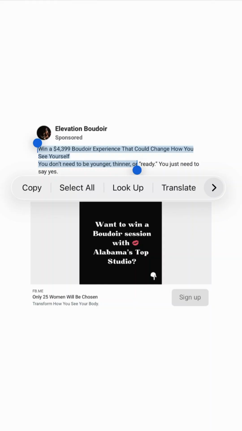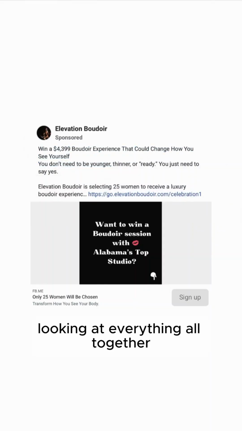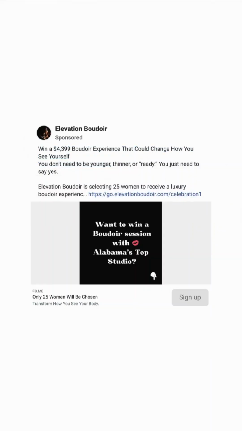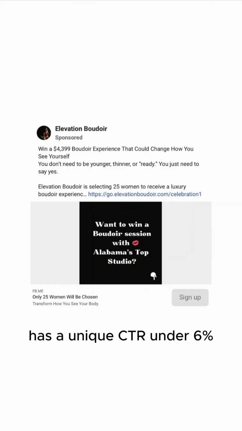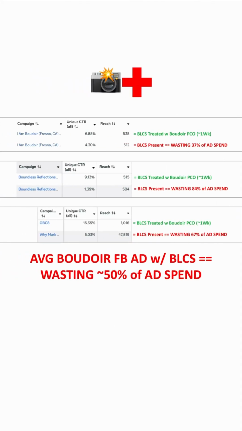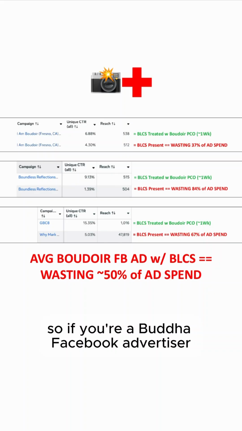Now, looking at everything all together, do I believe this Boudoir Facebook ad has BLCS, has a unique CTR under 6%, has Boudoir low click syndrome? Yes, I do.